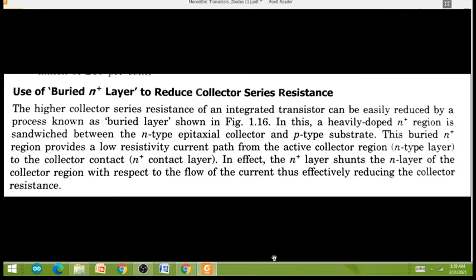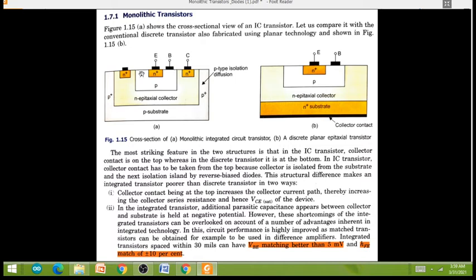नेक्स्ट पॉइंट पे हम देखते हैं कि अगर सीरीज रेजिस्टेंस, यहाँ पे हमने बताया कि द करंट आर टेकन फ्रॉम द top of the IC chip, and therefore the current travel a longer path compared to the discrete transistor, and therefore the transistor is offering a more collector resistance in a series. अगर उसको कम करना है तो क्या कर सकते हैं?